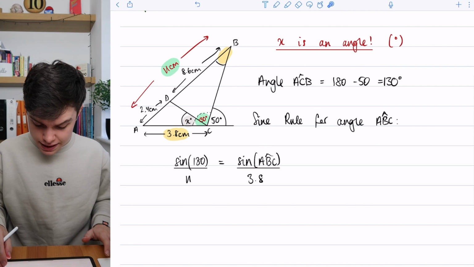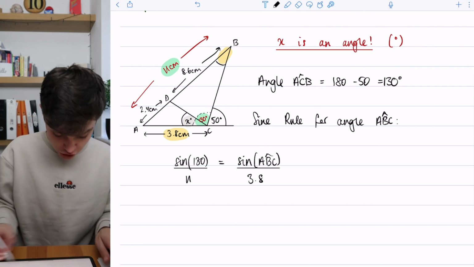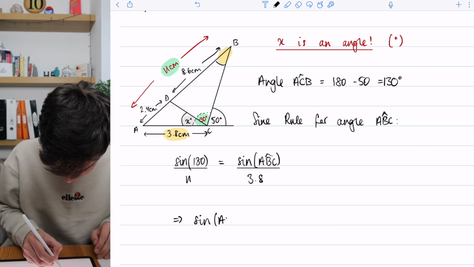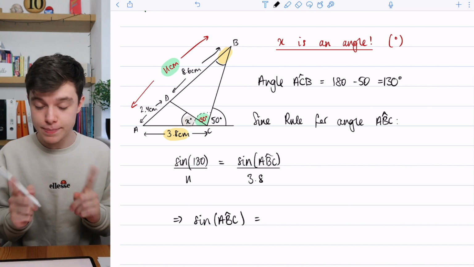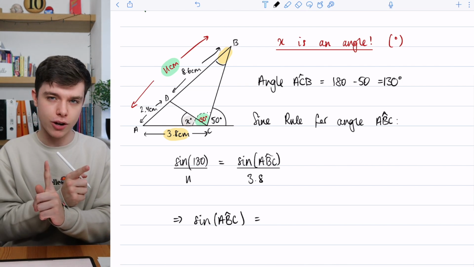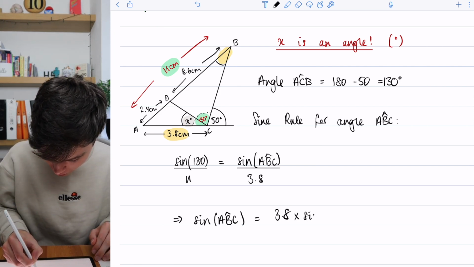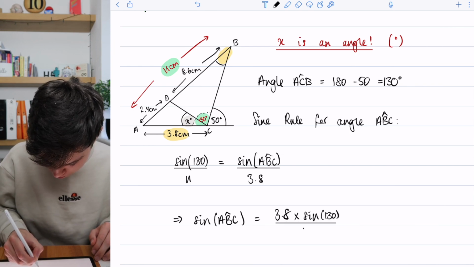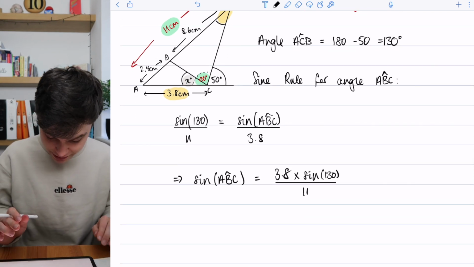Okay, we have that, and then all I want to do is work out angle ABC. So sine of ABC will be equal to, and I'm just going to multiply both sides by 3.8. I've also flipped the equation as well. 3.8 times sine of 130 divided by 11.